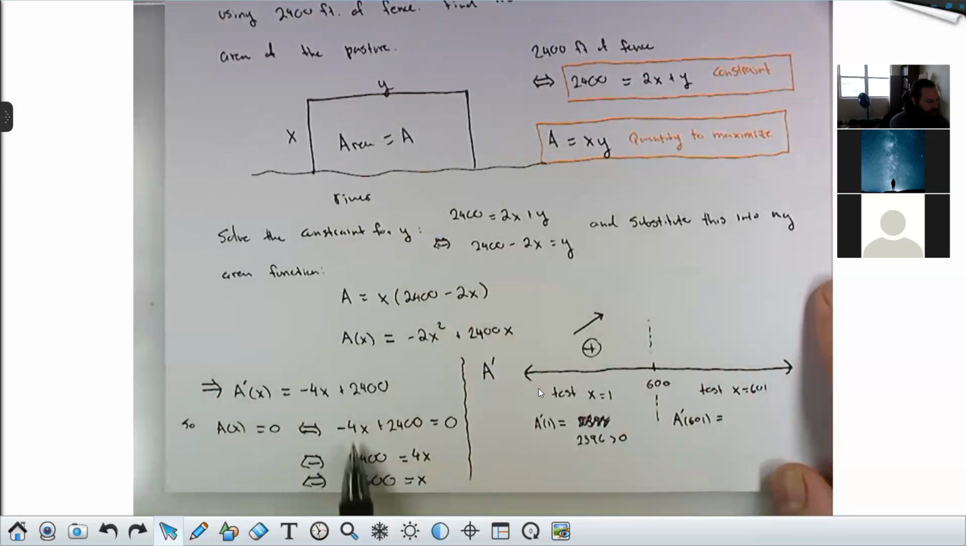A primed of 601, if I plug 601 into this, I'll have -4 times 601, which is -4 times 600, which is 2400. So that's 2404.